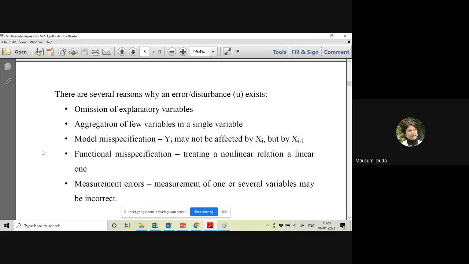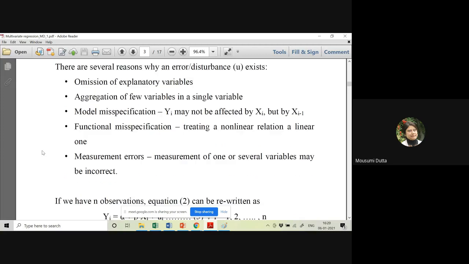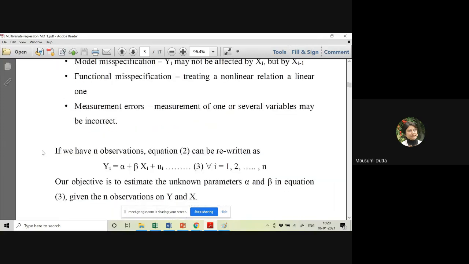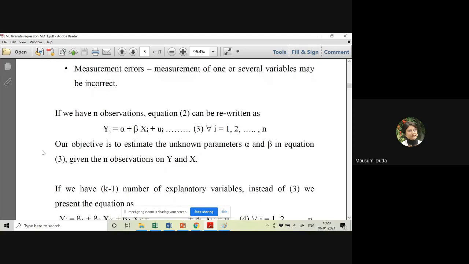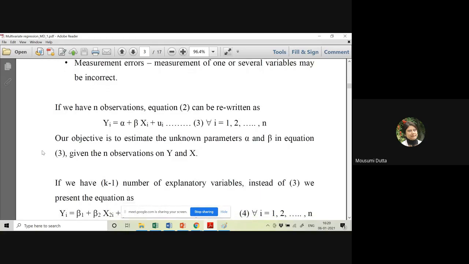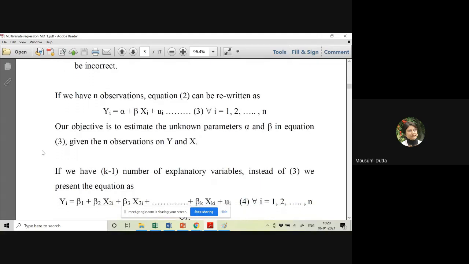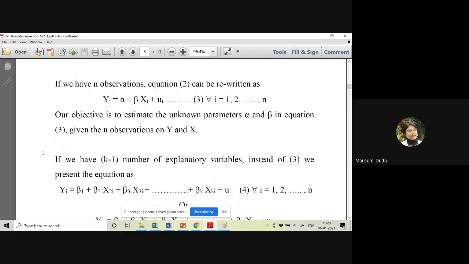Okay, and if you look at the entire construct of the social sciences, you will find that these are things which will always happen, and therefore we will always find that the relation is not exactly Y is equal to alpha plus beta X. Rather, the relation is Yi is equal to alpha plus beta Xi plus Ui.